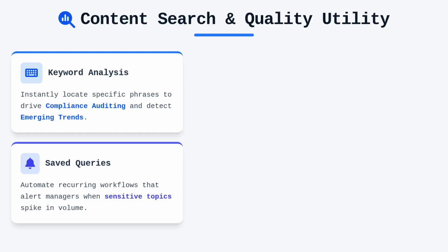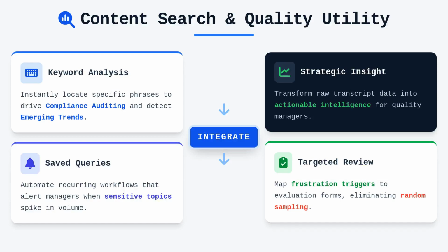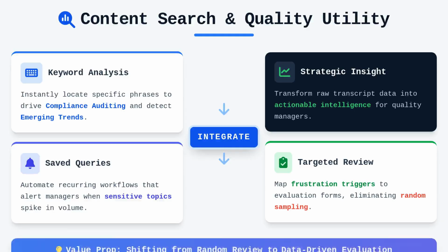Furthermore, integrating these insights directly into the Genesys Cloud Quality workflow is where the true value lies. You can map specific analytics data, such as high frustration triggers or the presence of specific keywords, directly to quality evaluation forms. This ensures that evaluators focus their limited time on interactions that contain identified markers rather than selecting conversations for review at random.